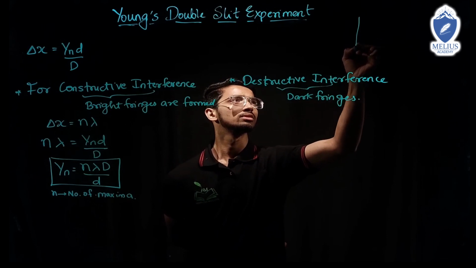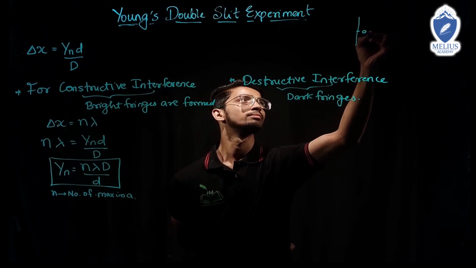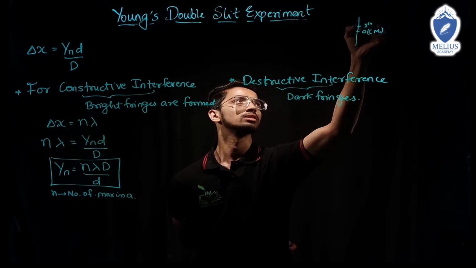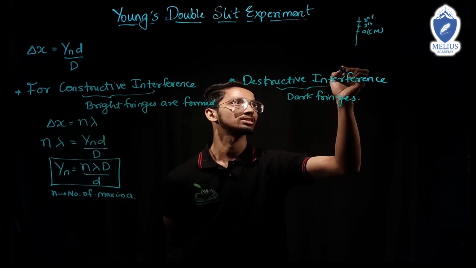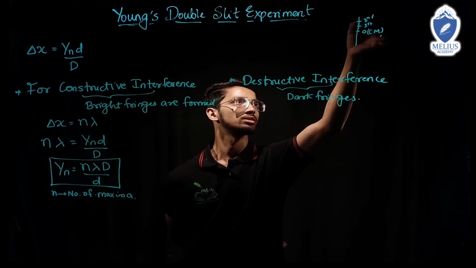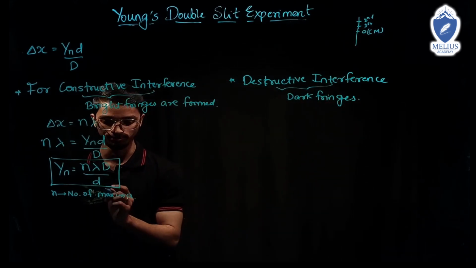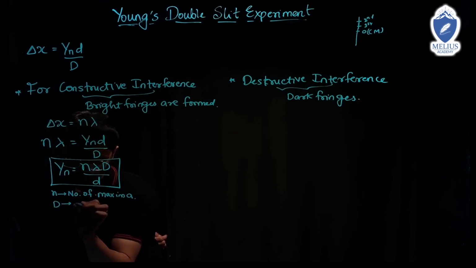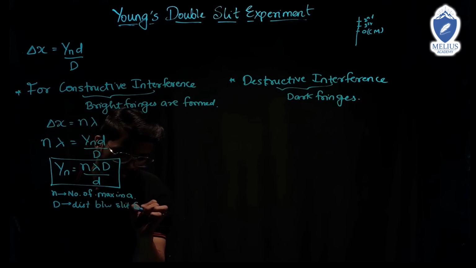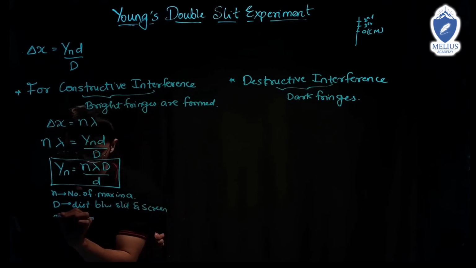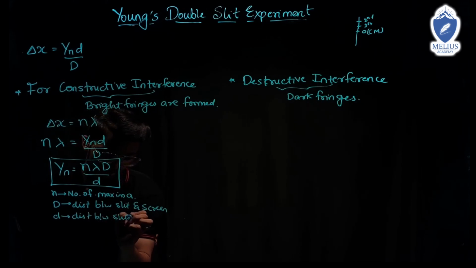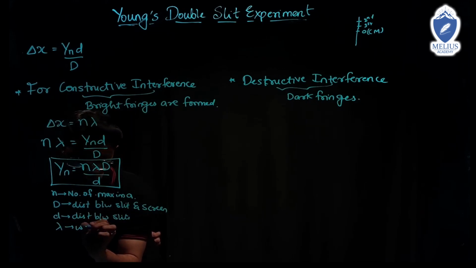If we consider this as the central maxima, after that the bright fringe formed is the first maxima. The second bright fringe formed is the second maxima. Between them there will be first minima, second minima, third minima, and so on. What is capital D here? Distance between slit and screen. Small d, distance between slits. Lambda is the wavelength.